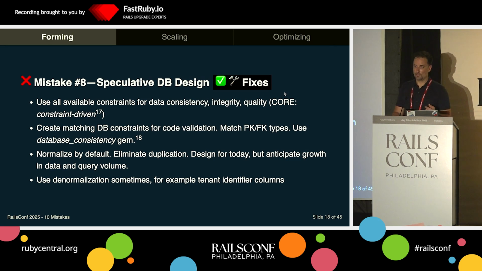I recommend using data normalization practices by default, working to eliminate duplication, designing for today, but also anticipating growth in your data and query volume. And then I think denormalization is a useful tactic some of the time. For example, if you've got a multi-tenant app and you want to denormalize your tenant identifier column.